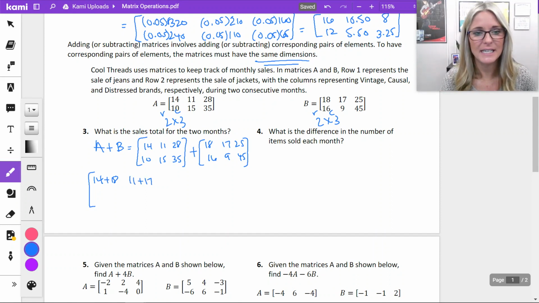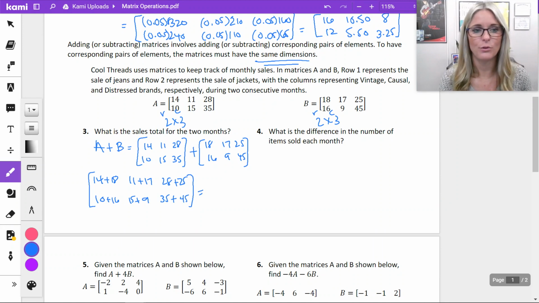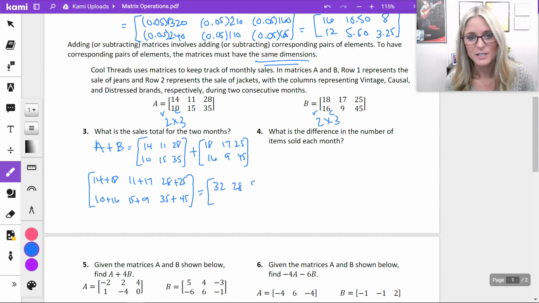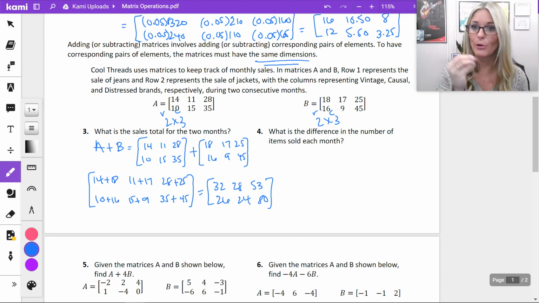11 plus 17, 28 plus 25, 10 plus 16, 15 plus 9, and 35 plus 45, giving us our new matrix for this addition. It will also be a 2x3, 2 rows, 3 columns. Adding those with my calculator, I'm getting 32, 28, 53 in my first row, second row 26, 24, and 18 is our final matrix to show the total for those 2 months.